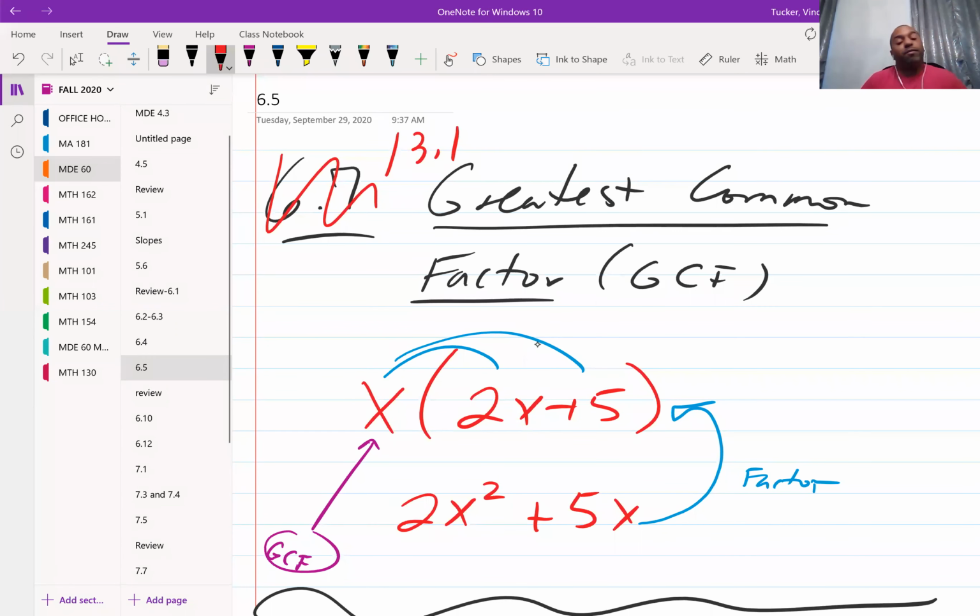All right, so we're getting into factoring. That's 13.1 for you guys. Greatest common factor, or in other words, GCF.